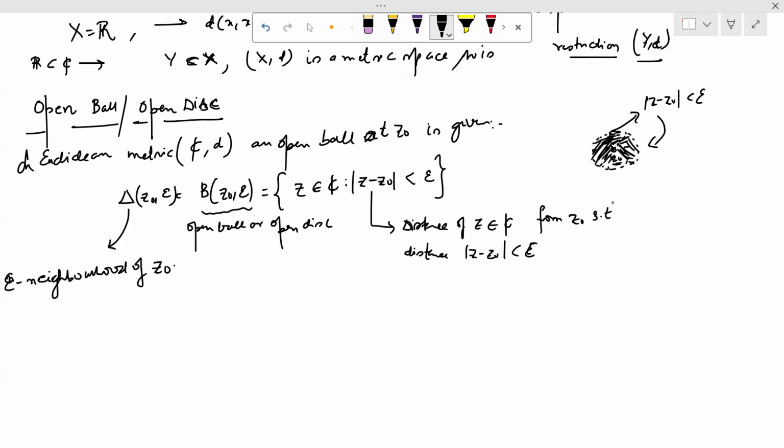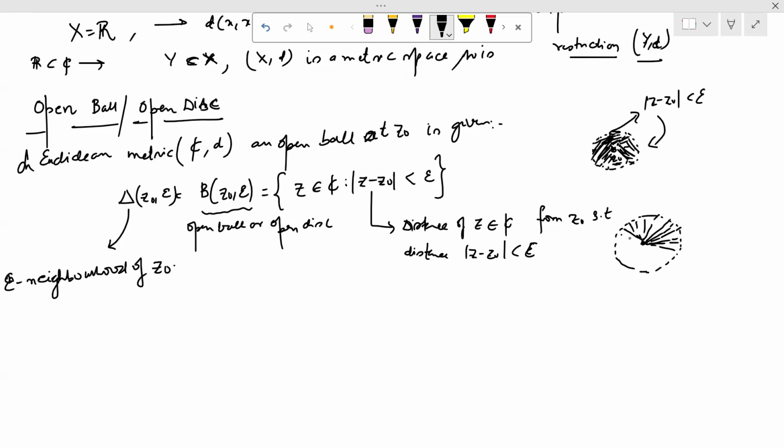So this will eventually form a disk. If you just take z as (x, y) and z naught as (x naught, y naught), you'll find that this particular disk is an open disk. Please remember, the open disk will not have the boundary points. Okay, we'll not have the boundary points.